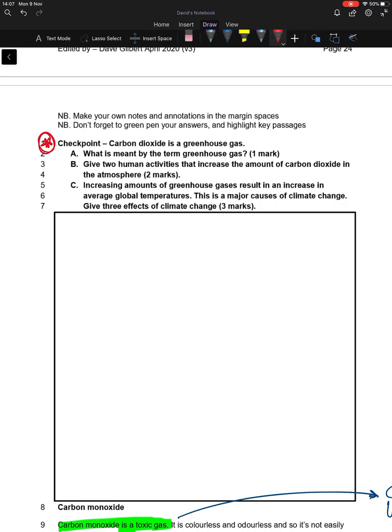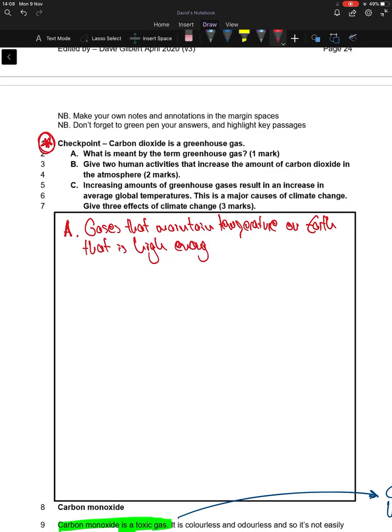Right, hopefully you've unpaused the video, so let's have a little look. So, A, what's meant by the term a greenhouse gas? So greenhouse gases in the atmosphere are gases that maintain temperature on Earth that is high enough to support life. Good.